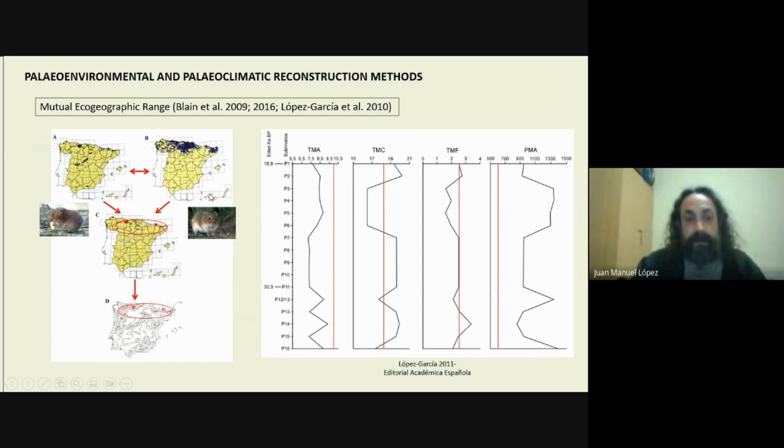Also, there are other methods to reconstruct the climate, temperatures and precipitations. That is the intersection of various species. You have these two species as an example with two current species. You make the intersection, you take points of coincidence of the two species, and these points you can extrapolate to 30-year maps of precipitations and temperatures, and you can extrapolate the temperatures and precipitations of the sites that you are studying.